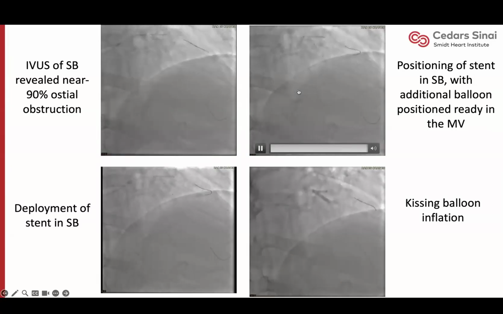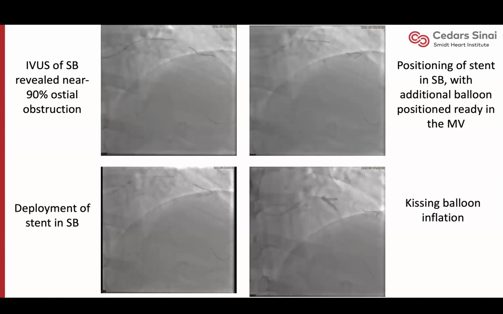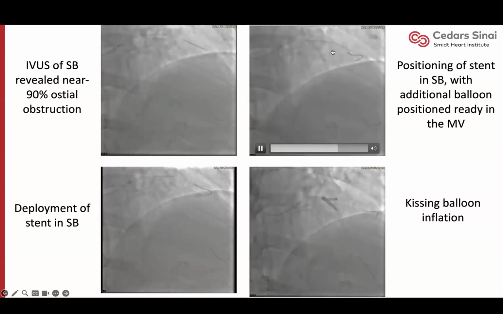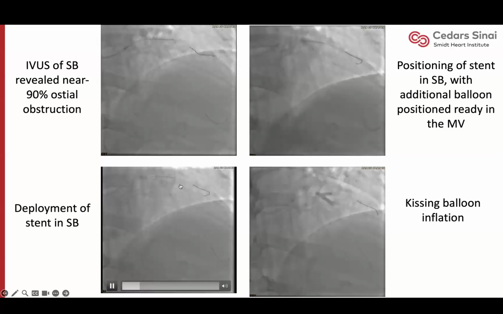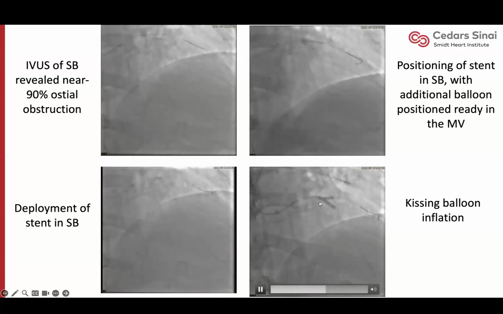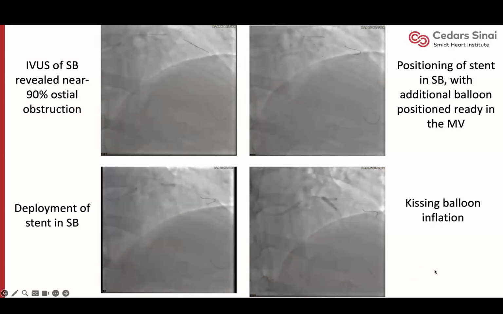So in this situation, we proceeded to position a stent in the side branch with an additional balloon ready in the main vessel. So this one's the stent, this one is the balloon in the main vessel. Then here you see deployment of the stent in the side branch. And then this is finished with a kissing balloon inflation.